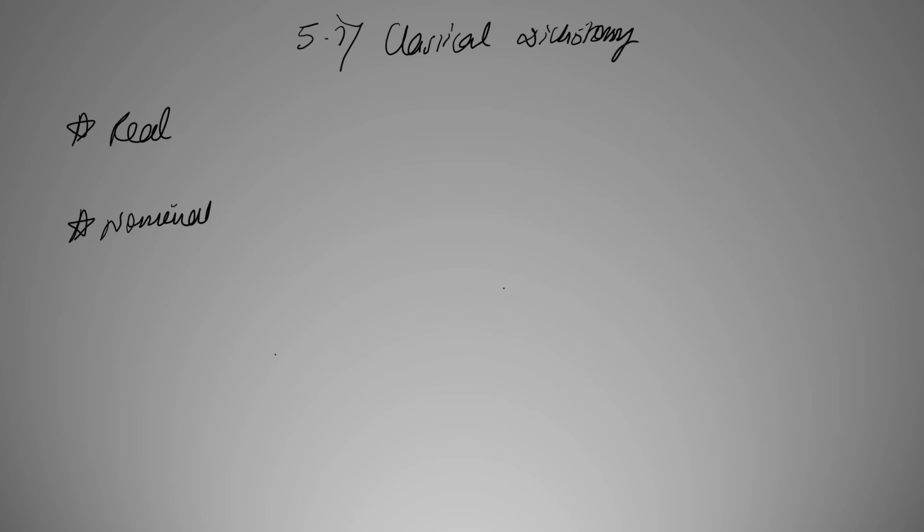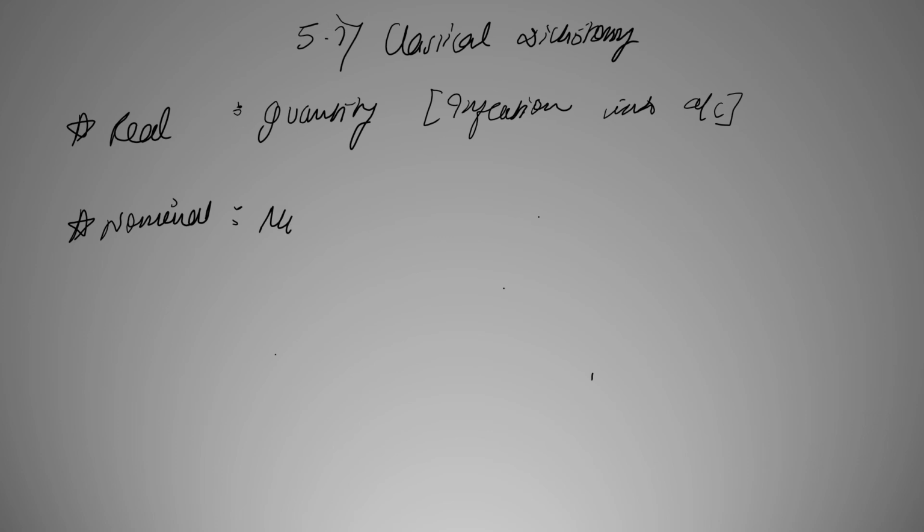Hello everyone, this is section 5.7. We are going to study classical dichotomy. Before starting the chapter, we need to understand two terms. There are real variables and nominal variables. Real variables are variables that are measured in terms of simple quantities and take inflation into account. Okay? And nominal variables are quantities that are measured in monetary terms and do not take inflation into account.